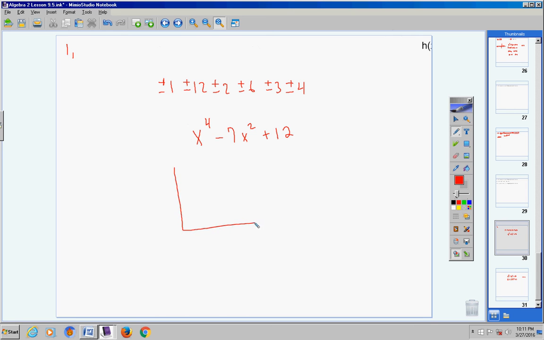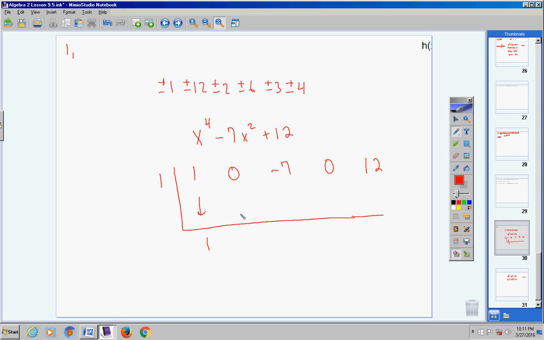Okay, so here we go. I have a 4. There's no 3 terms, so put a 0. Then negative 7. There's no x terms, so put a 0. And then 12. Okay, I should have 5 numbers up here, and I do, because 4 plus 1 is 5. Now we're going to test 1 again. Okay, bring down your 1.